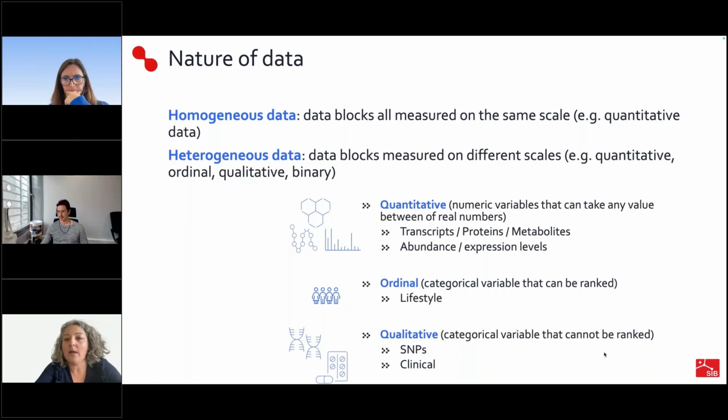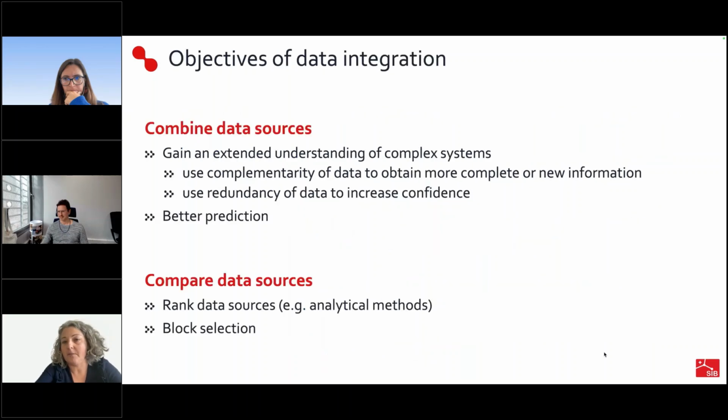But why do we need to integrate them? We can combine all those data sources to gain an extended understanding of complex systems. We can use the complementarity of data to obtain more complete or new information, but we can also use the redundancy of data to increase confidence. For example, integrating LC-MS and NMR.